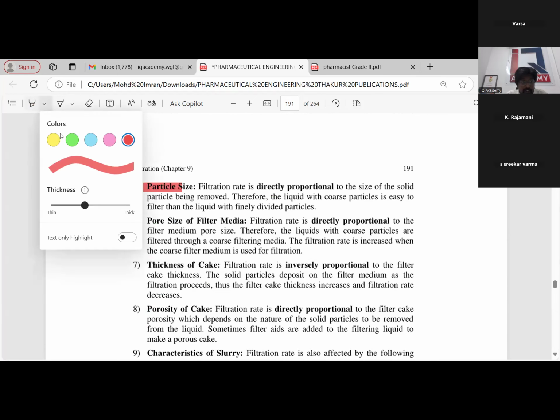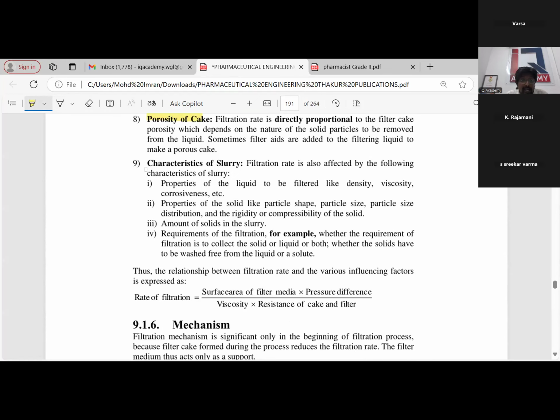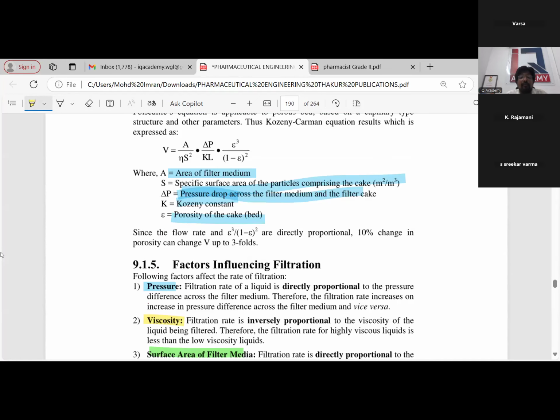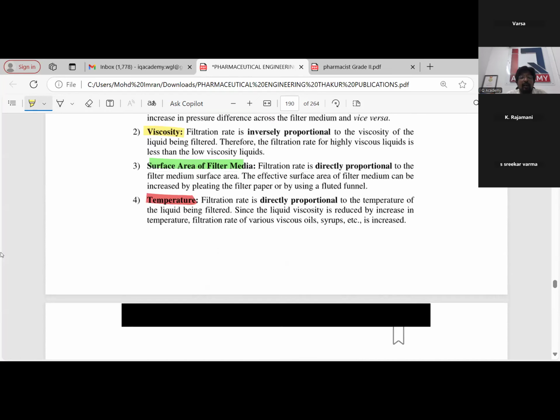Particle size పెద్దగా ఉంటే slower filtration. Pore size of the filter medium directly proportional. Thickness of the cake directly proportional. Porosity of the cake directly proportional. Characteristics of the slurry. These are the factors affecting filtration. Please note it down. Pressure, viscosity, surface area, temperature, particle size, pore size, thickness of the cake, porosity of the cake, and characteristics of the slurry. Please note it down fast.